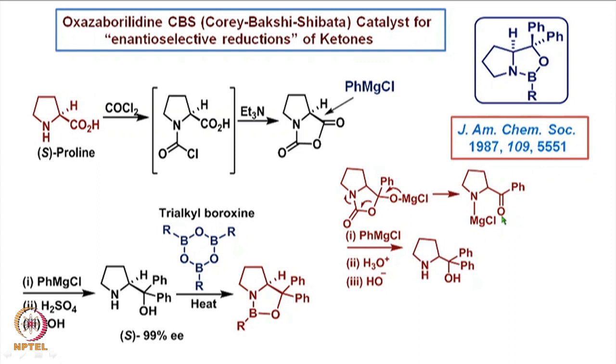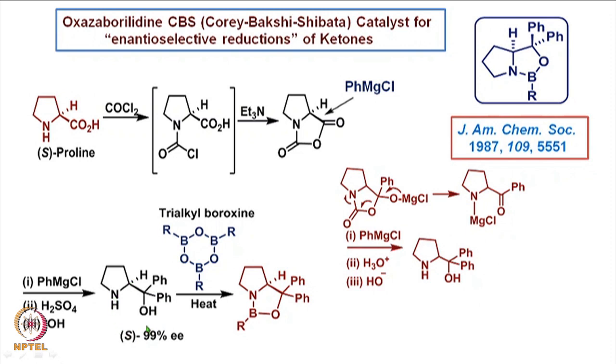Now, with the excess of phenyl magnesium chloride being around, this ketone would again react with the phenyl magnesium chloride to form the corresponding OMgCl. Of course, that has to be neutralized and followed by basification to release this particular amino alcohol.